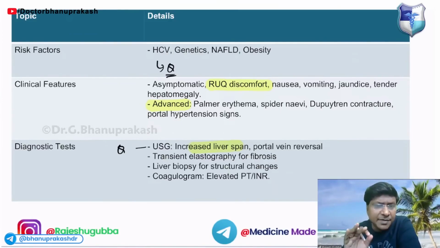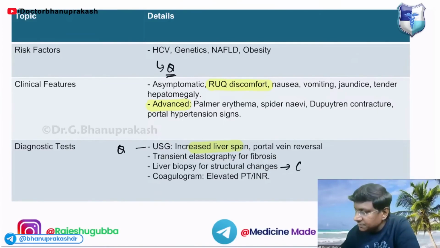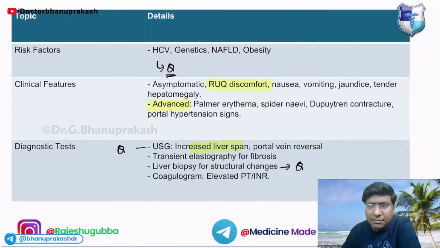Then, what is the confirmatory test for alcoholic hepatitis? That is another question, and that can be the liver biopsy. What will be there in the liver biopsy? That is your Mallory-Denk bodies. The other features you will have in the liver biopsy are ballooning of the hepatocytes, macrovesicular fat deposition, neutrophilic infiltration, spotty necrosis, and Mallory-Denk bodies. That is what you will observe on the liver biopsy.